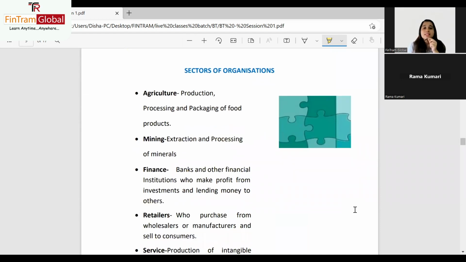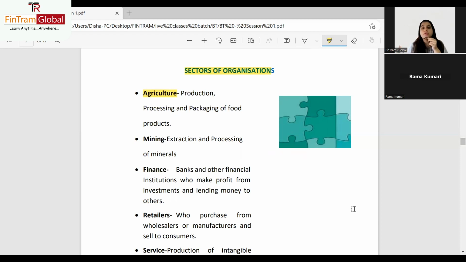Then what are the various sectors of organization? We have seen now that there are so many types of organization. You could be profit making or not for profit making. You could be public sector or private sector. But at the end of the day, all of these organizations are again going to be in some sector, right? Let's say the agriculture sector. There are companies in the agriculture sector which are producing goods. Someone, let's say, is producing wheat, or someone is producing rice. So they are going to be in the agriculture sector.